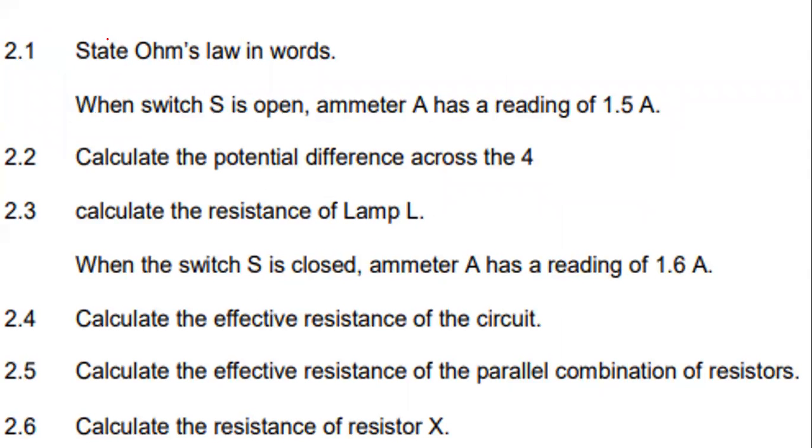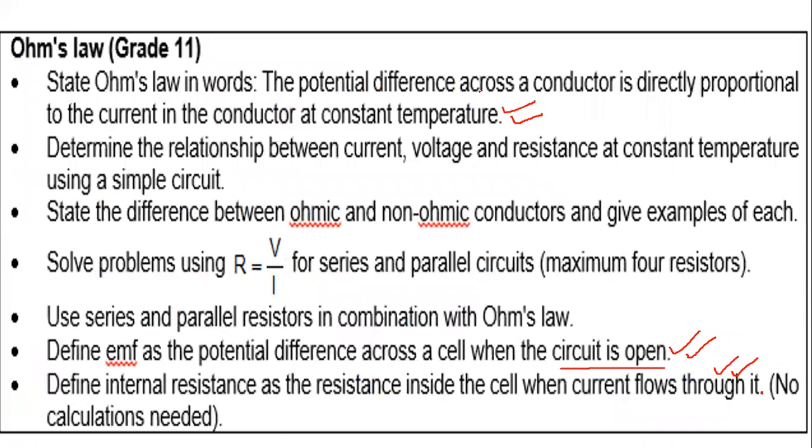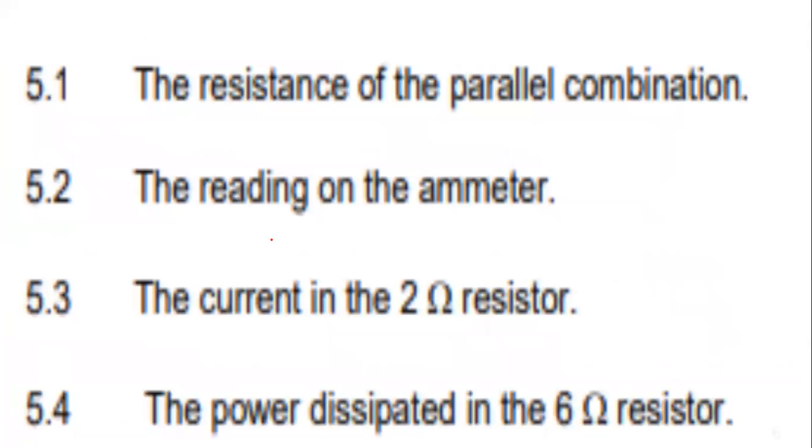Then they tell us to state Ohm's law in words. We can do that. We know the potential difference across the conductor is directly proportional to the current in the conductor at constant temperature. And that definitely is going to give us 2 marks altogether. The potential difference across a conductor is directly proportional to the current in the conductor at constant temperature.